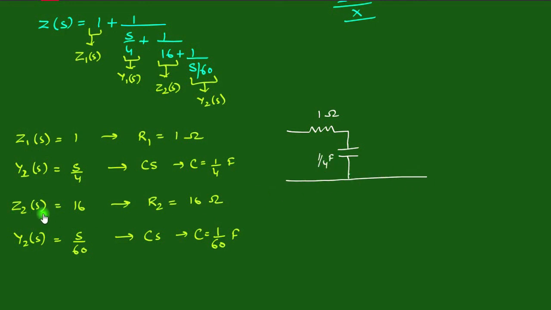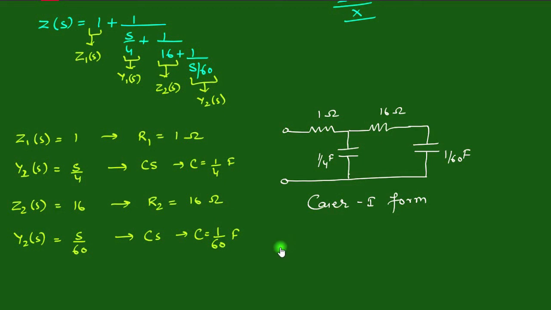Now the next element is the impedance, so drawing it in series, and it is a resistance, which is 16 ohm. Similarly, the next element is an admittance function, so drawing it in parallel, and it is a capacitor. So drawing the next element as a capacitor which is 1 by 60 farad. So this is the required Cauer I form of the given network function.